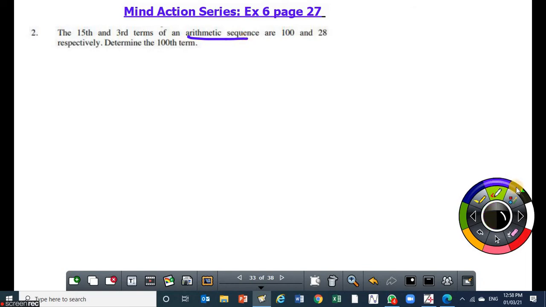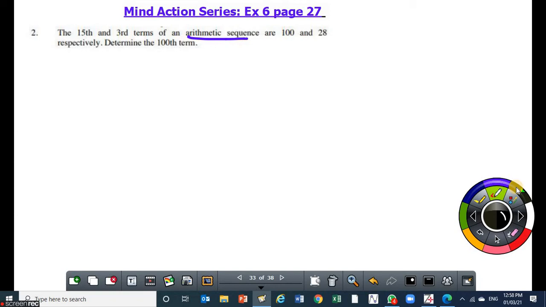So the 15th and 3rd terms of an arithmetic sequence are 100 and 28 respectively. Determine the 100th term. So you need to determine the value of the term which takes the position 100. So you need to determine the value of T100.